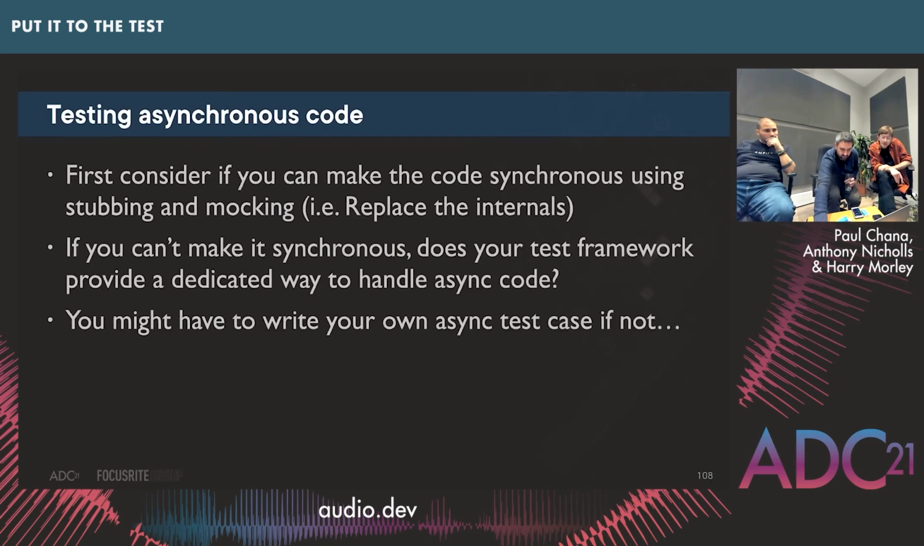First, consider if you can make the code synchronous using stubbing and mocking and replacing internals. That's something that we've done in places. Say your code fires off a thread, and you have to wait for that to come back. Do you actually need it to be running from a thread, or could you pull the internals of that out and test the internals?